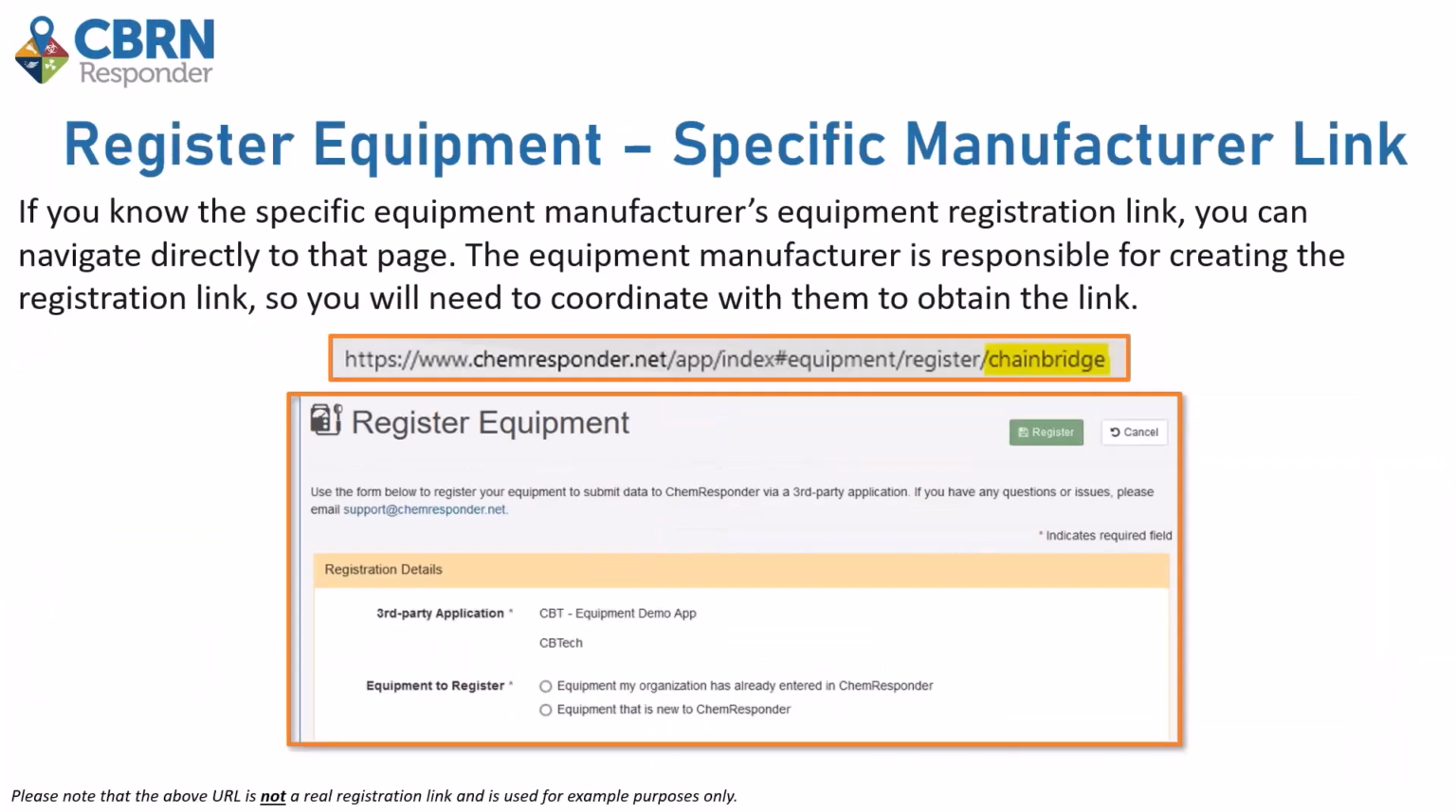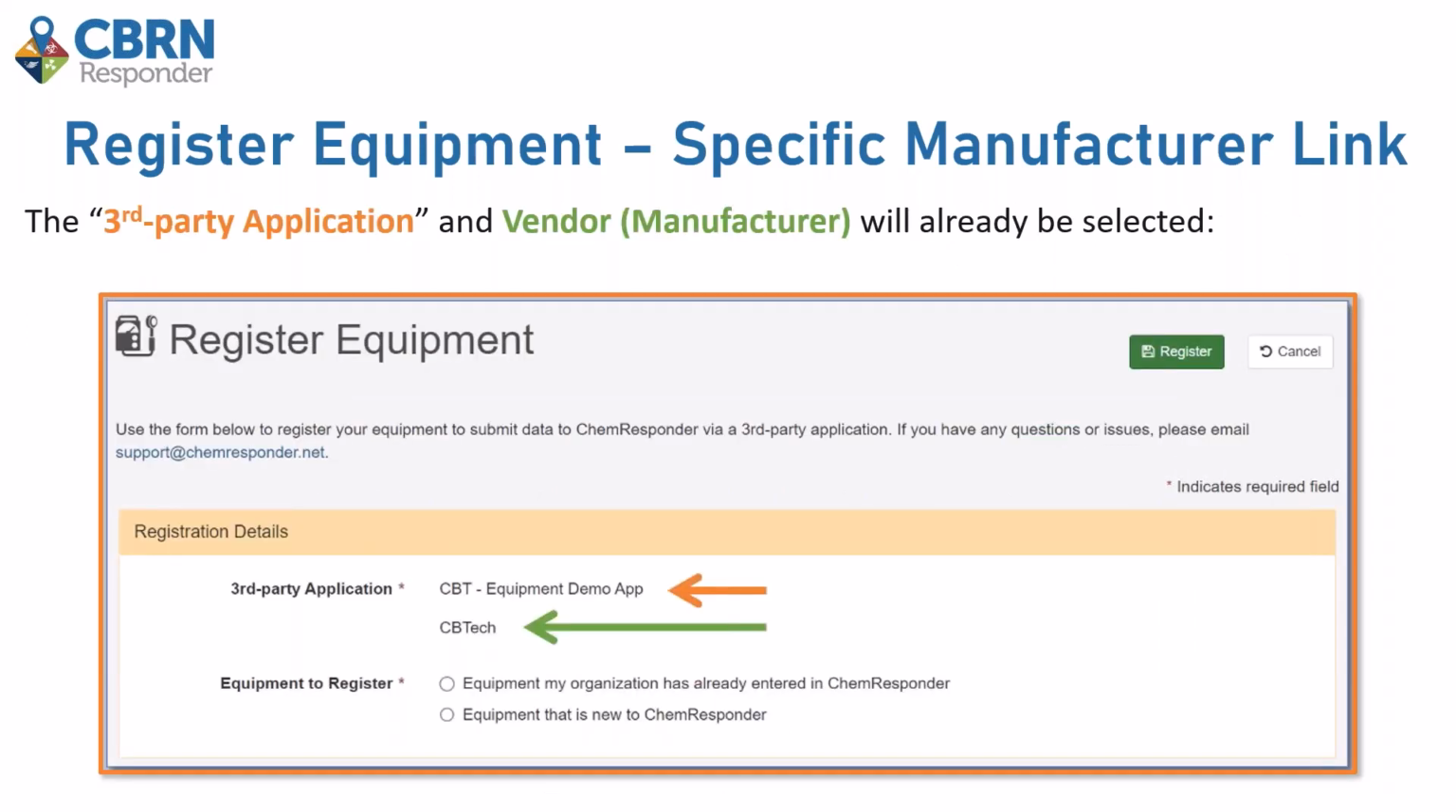So if you have obtained the specific manufacturer's equipment registration link, then you'll be able to navigate directly to their registration page. The equipment manufacturer is responsible for creating this link, so they're the ones that will need to give that to you. And you'll notice that the third-party application field right there, as well as the vendor and manufacturer, is already going to be selected because we navigated directly to the specific page. So that's the application I'll be using.